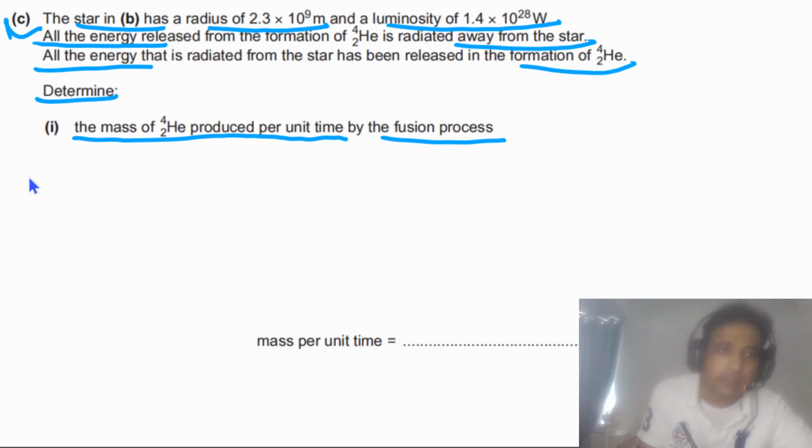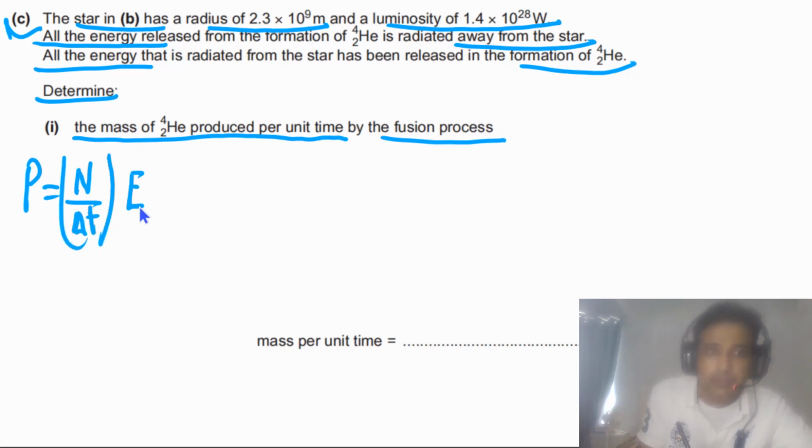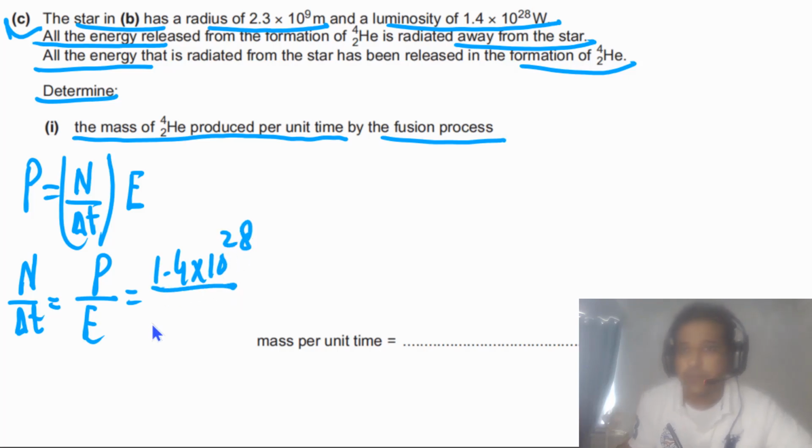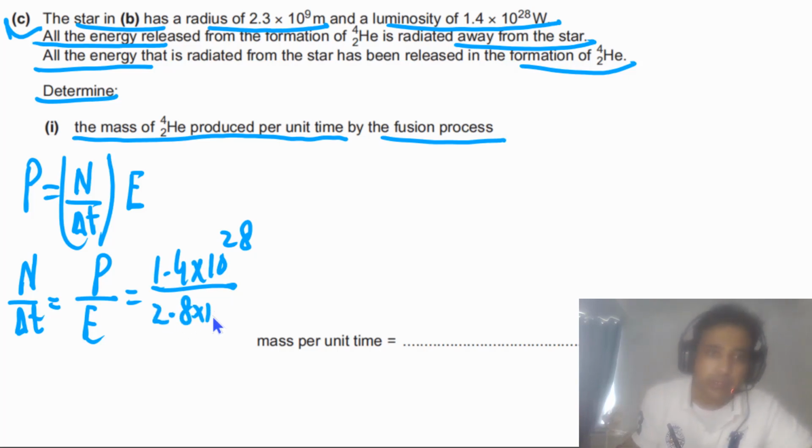So we have the power of the star, so simply we can say power of the star will be equal to number of atoms produced per unit time, times energy released in a single reaction. So for this question we have power and also we have energy released in one nuclear fusion reaction. So we can say N over delta T is equal to P over E. Power we have, that is 1.4 times 10 to 28 watts, and we have energy released in one nuclear reaction, that is equal to 2.8 times 10 to minus 12. So if we solve this one, we can find out the number of atoms produced per second. We will get 5.0 times 10 to 39.